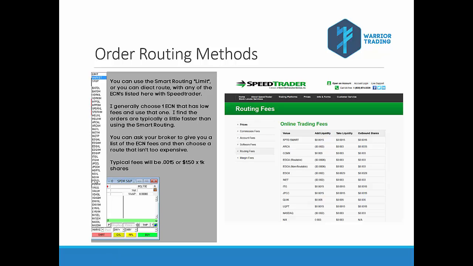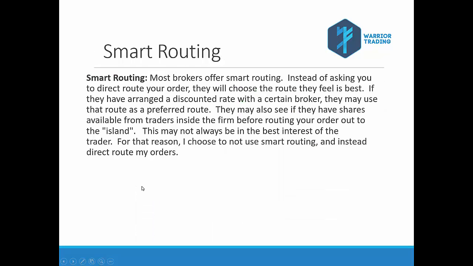All right. This is an important thing to understand. I personally don't use smart routing. I prefer to direct route my orders. So when I do direct routing, I just go and click on Edge or ARCA or INET. And I can also use a hotkey to automatically choose these routes. The problem with smart routing, most brokers offer smart routing. The problem to me is that instead of asking you which route you want to send to, your broker is going to route to whichever ECN they feel is best. They may have an arranged discount rate with a certain broker, certain market maker, and use that as the preferred route. That may be good for the broker, but it may not be good for you.